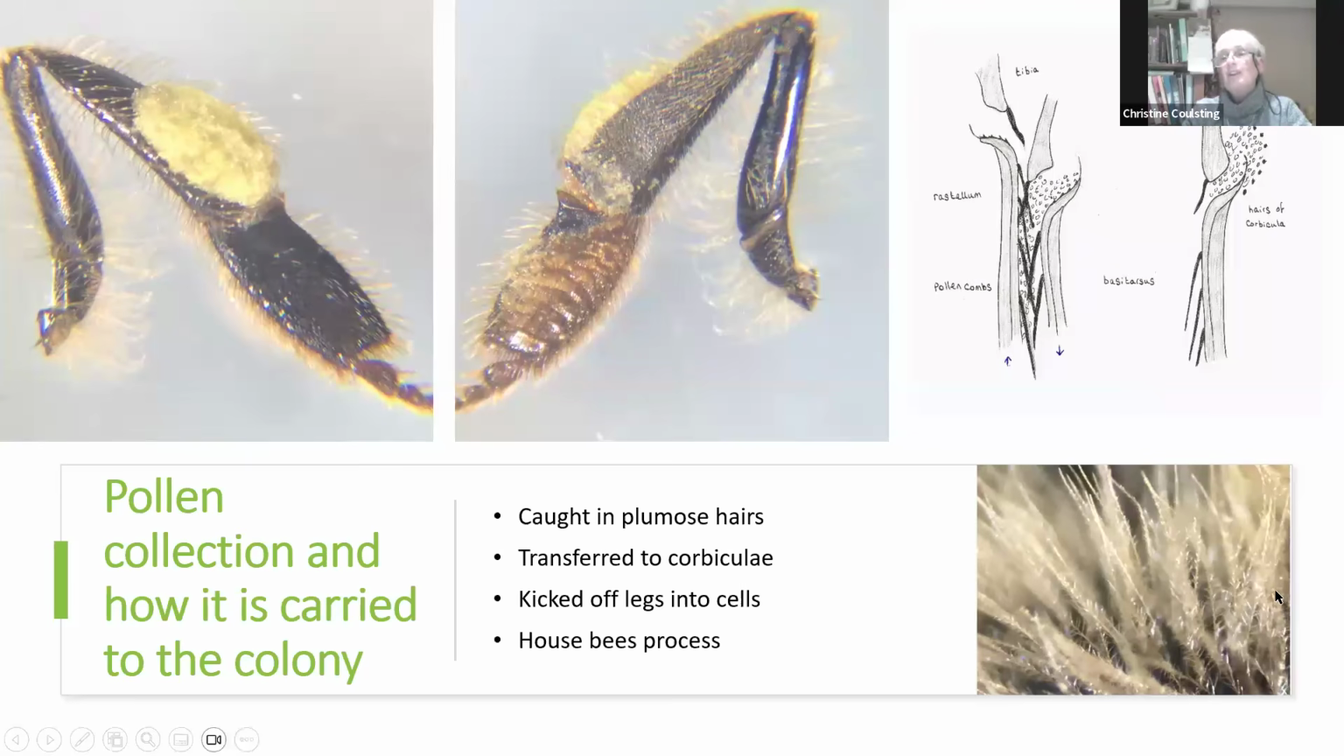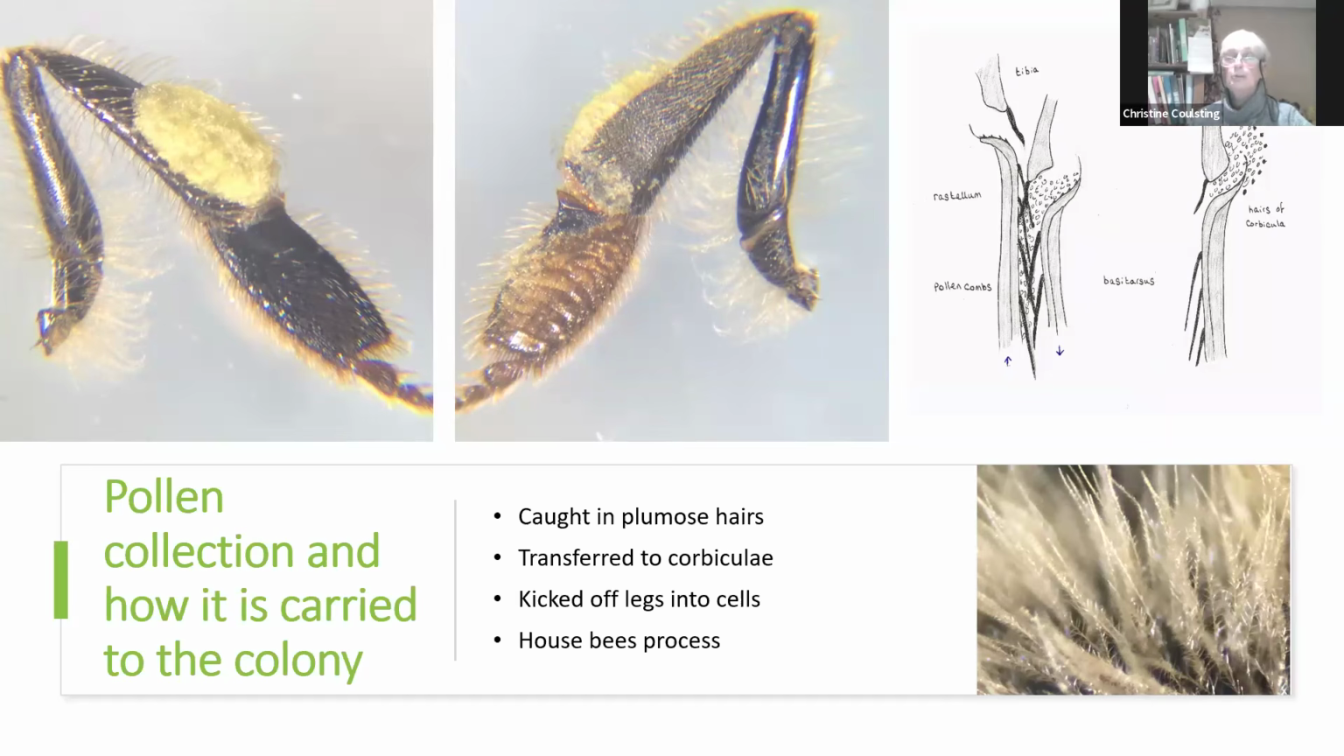So the pollen is first collected on the plumose hairs. In the bottom right is a picture of plumose hairs. And with the worker bee, you notice very young bees, they come out, they're very fluffy. If you look under a microscope, they're actually incredibly hairy. And most of it is these plumose, these branched hairs. And they do hold the pollen.